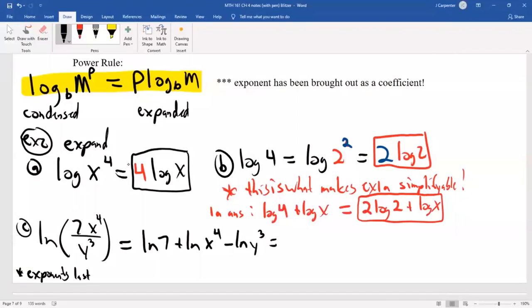7, I don't really think we can write that as a base besides itself. So that's as far as we can take that. If it was an 8, we'd have to change it to 2 cubed, because then we could take the 3 out front. If it was 100, we could write it as 10 squared, and then the 2 could come out front. But the second and third logarithms have exponents, and we can bring them out front. So that's a plus 4 natural log of x minus a 3 natural log of y. And that is as far as we can take that one.